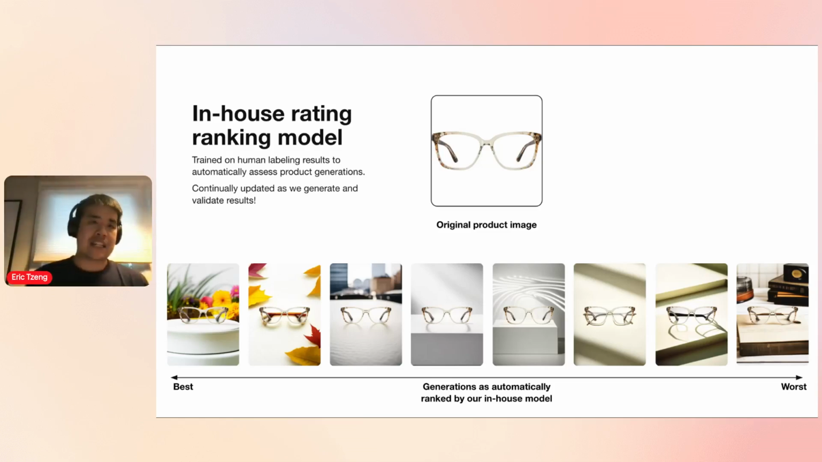So here's an example. For these glasses, we're able to paint a bunch of different backgrounds, but some of them are better than others. And our in-house model is able to provide a guess as to, okay, these ones are probably more presentable to users. These ones have some weird artifacts, so let's not show these. And that ends up being an important part of making sure that for any product, we can always find some useful generation to present to users.